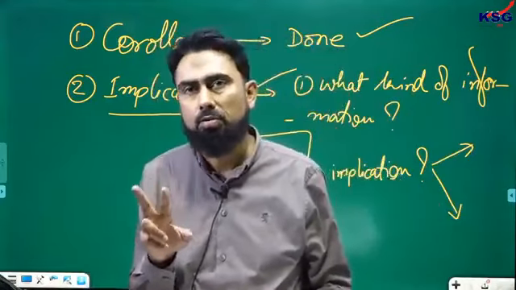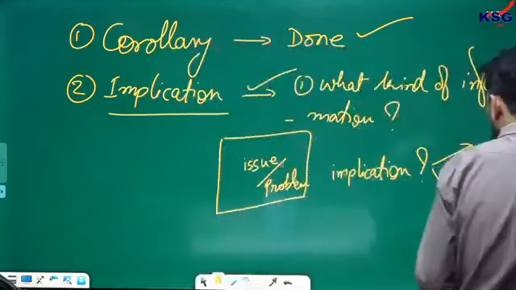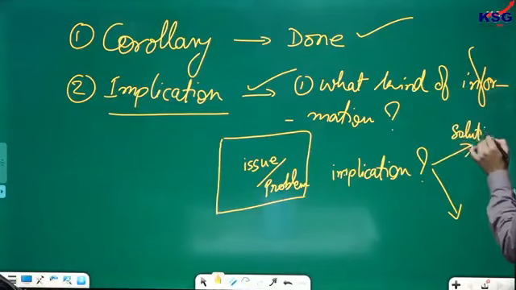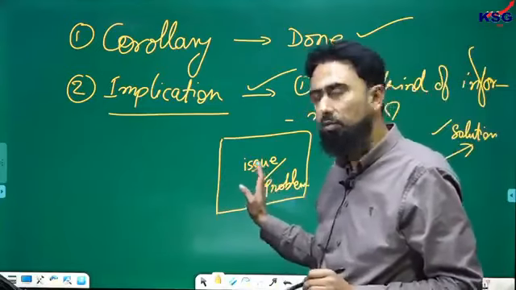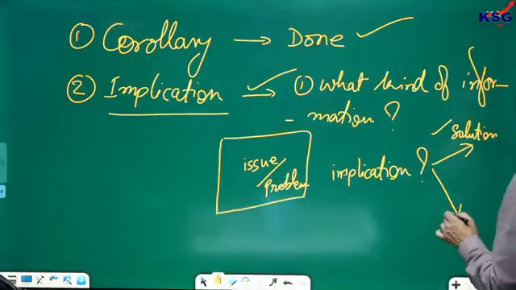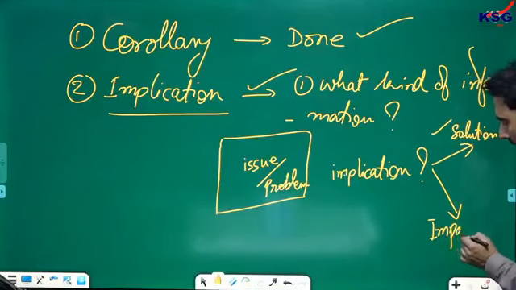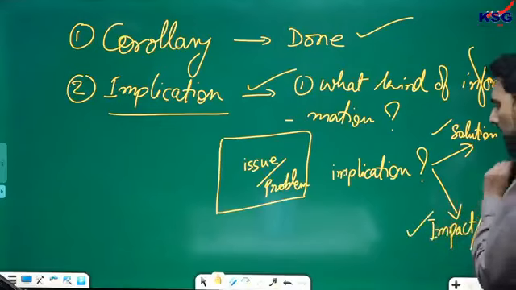Just two parameters, two standards will be there. Number one, if you come across an option that is giving you the solution to the problem described here, that will be the correct implication. In case you find that the given options talk about the impact or effect of this problem or solution on something else, that is also correct, right?